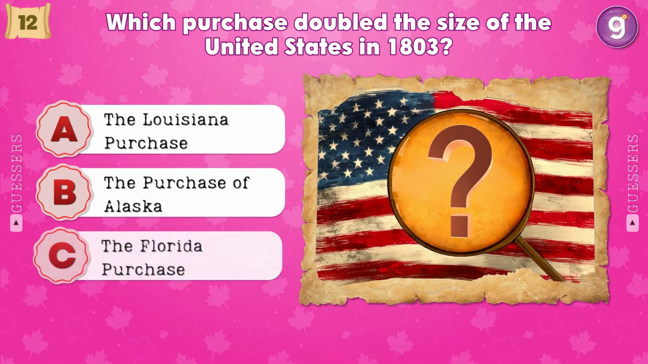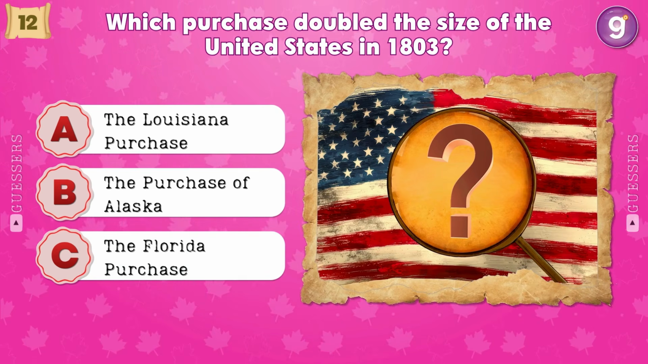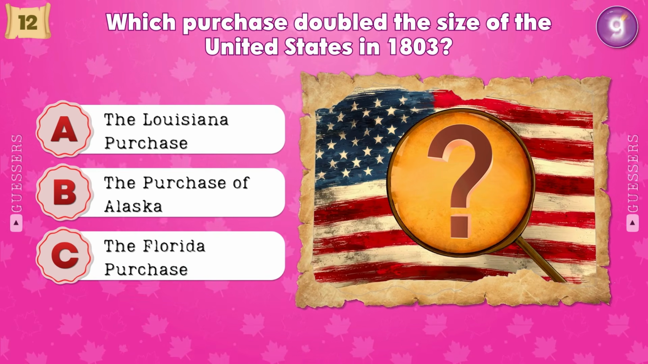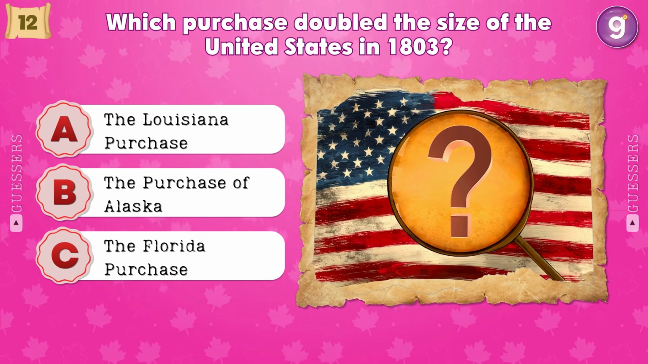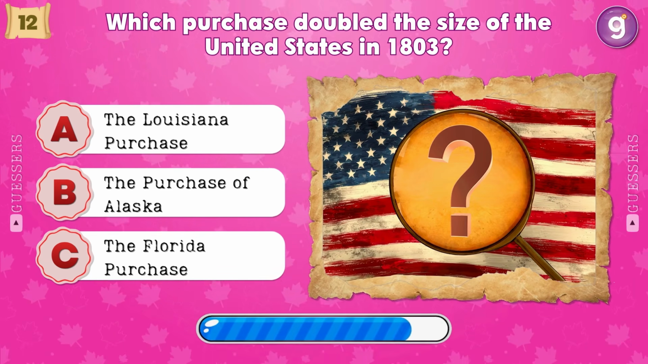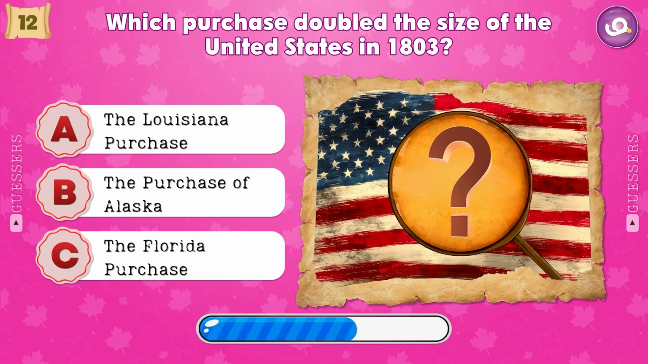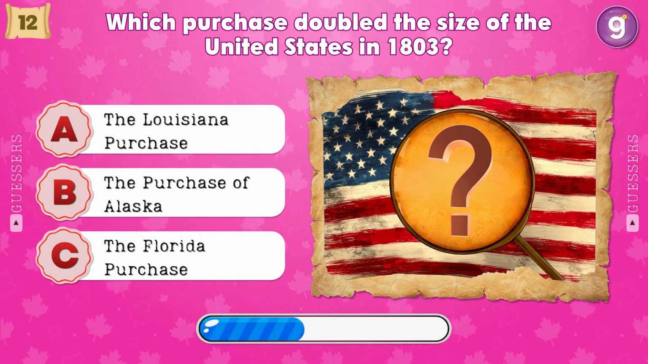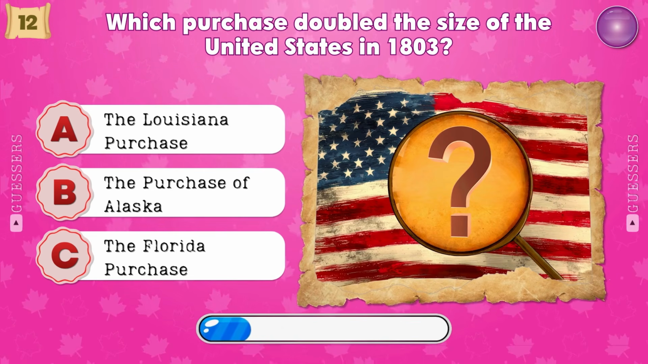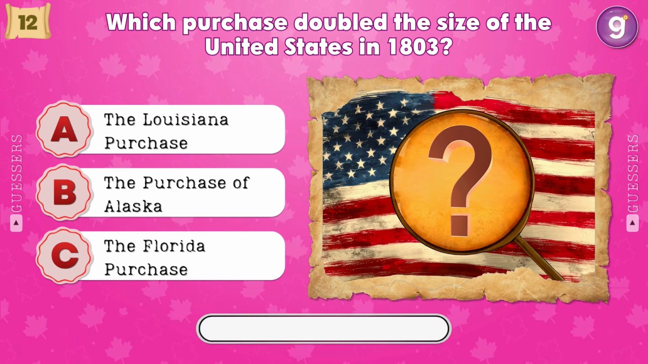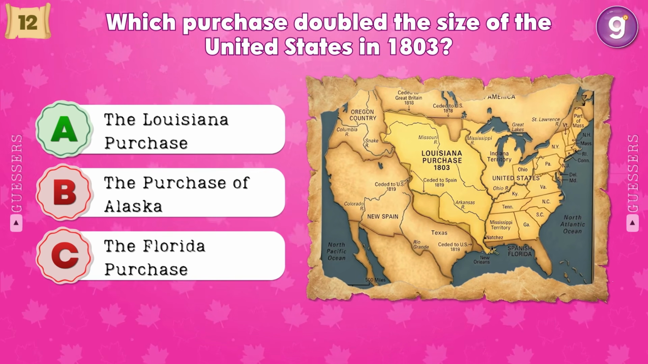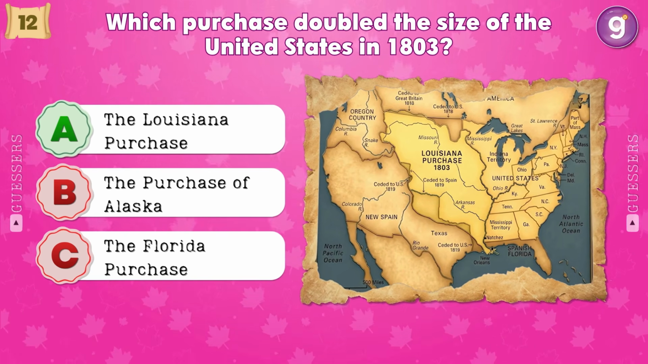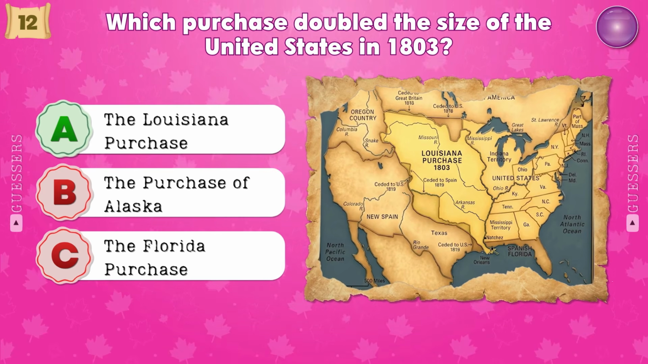Which purchase doubled the size of the United States in 1803? The Louisiana Purchase, the Purchase of Alaska, or the Florida Purchase? The Louisiana Purchase nearly doubled the size of the United States by adding about 828,000 square miles of land.